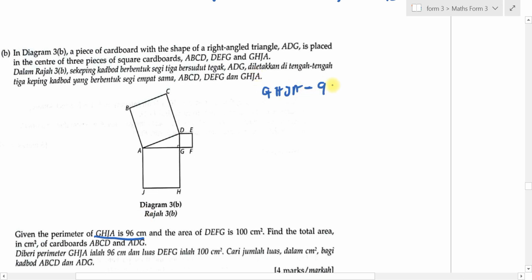GHJA is 96, right? So we can calculate the one side. Just take 96, meaning all these four sides combined together is 96. So they all equal in length, so just divide by 4. So 96 divided by 4, we got 24 centimeter. So each one is 24, 24, 24.